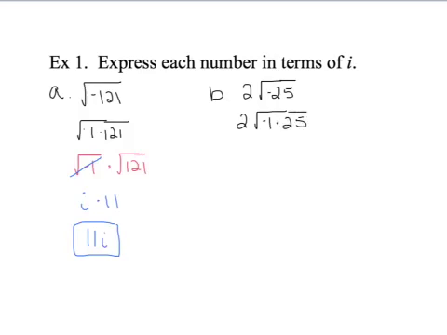Okay, so let's now go ahead and do each one separately. 2 is going to stay with us. The square root of negative 1 is i. And what about the square root of 25? You're thinking 5. So you have 2 times i times 5. Let's multiply them all together, and we get 10i.